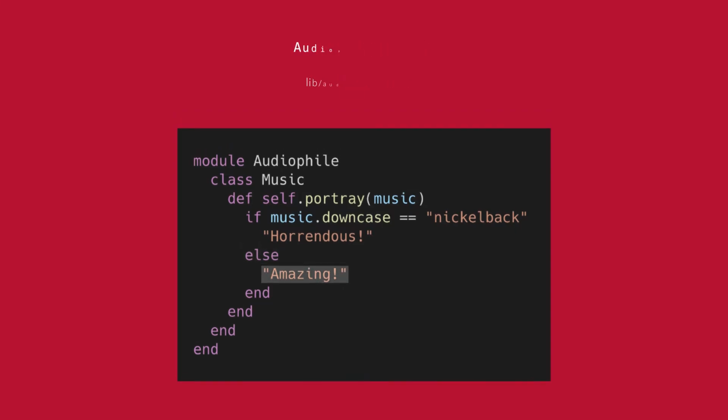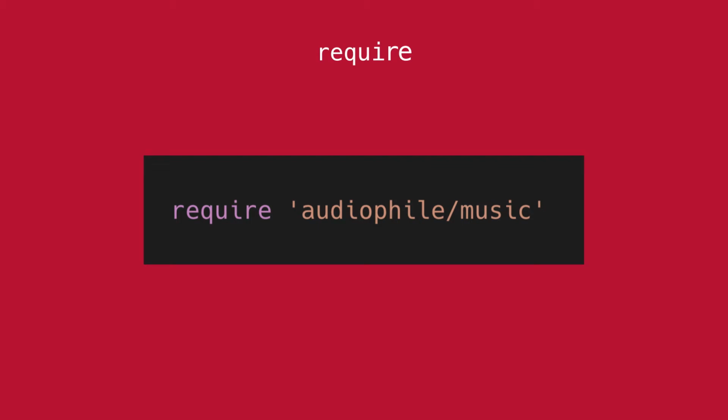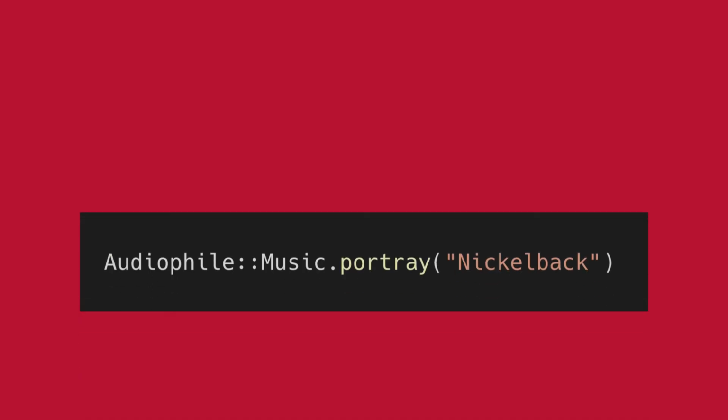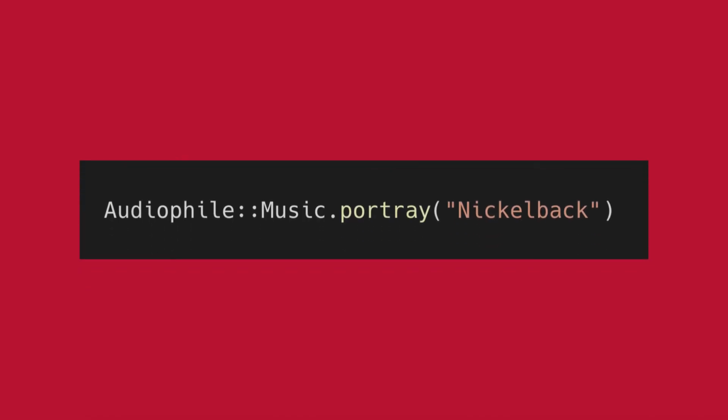In order to load this file in our gem, we need to add a require line to our audiofile.rb file in the lib directory. You can see that done in the code. Now, we could use our gem in the following way. We could reference the music constant and the portray method, and as you can see, when we pass in the string Nickelback, our code would return horrendous.